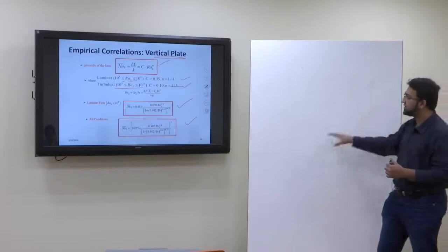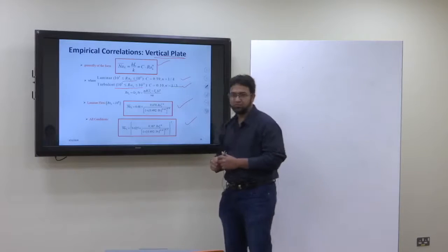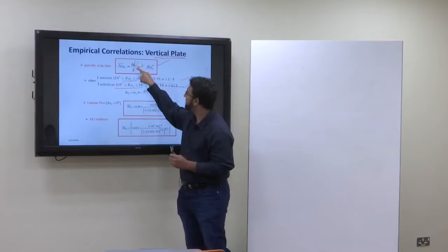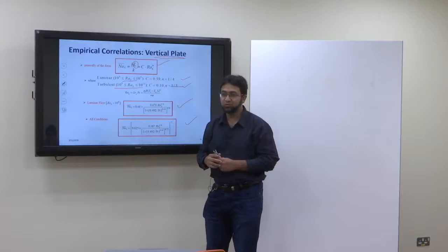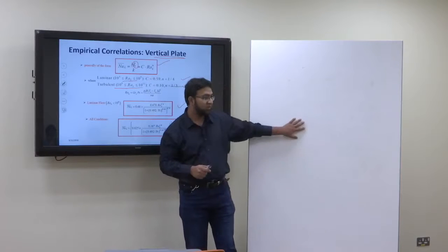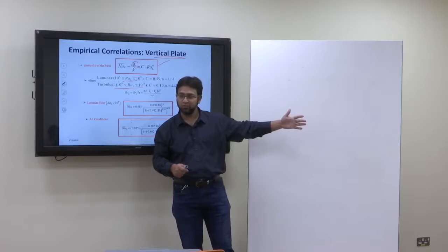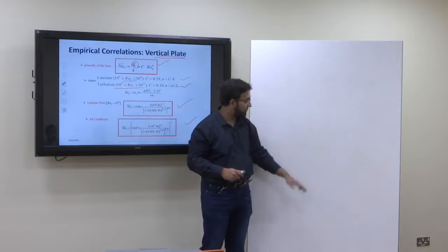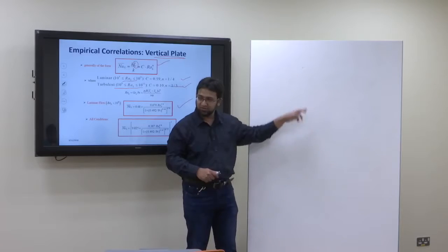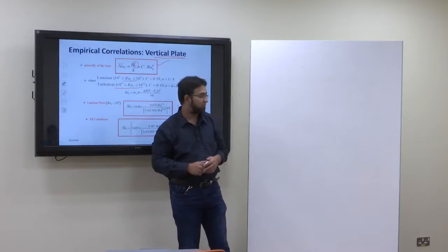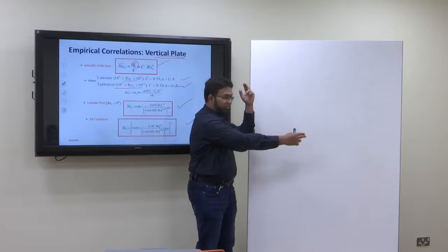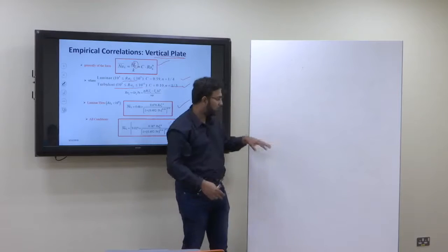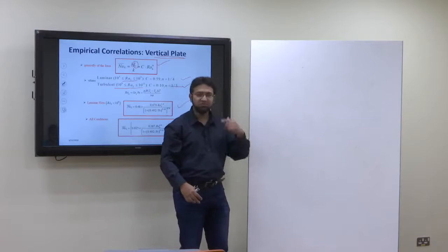For the vertical plate, these are the correlations. Obviously you are using L here, and L is the length in the direction of flow. If it is heated, what would be the direction of flow? The direction of flow will be up, right? So L will be the length of this plate. If it was placed perpendicularly, then L will be the width, always in the direction of the flow.